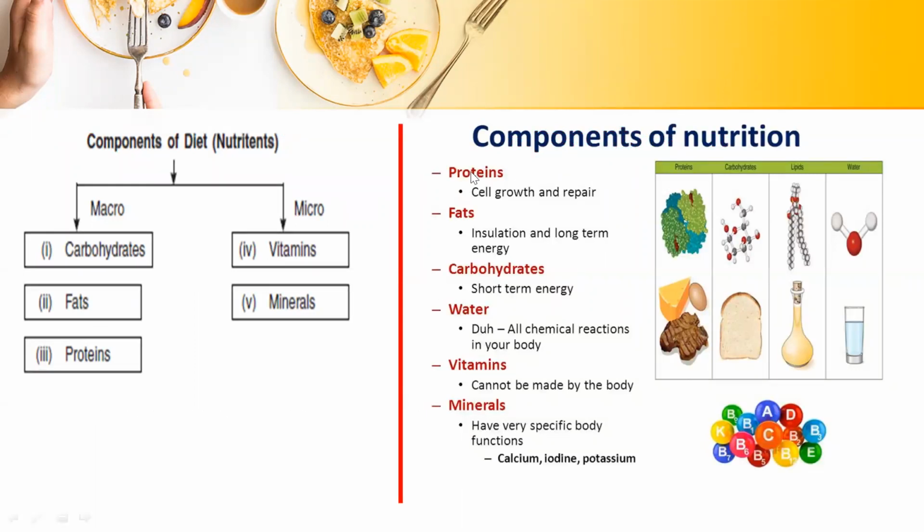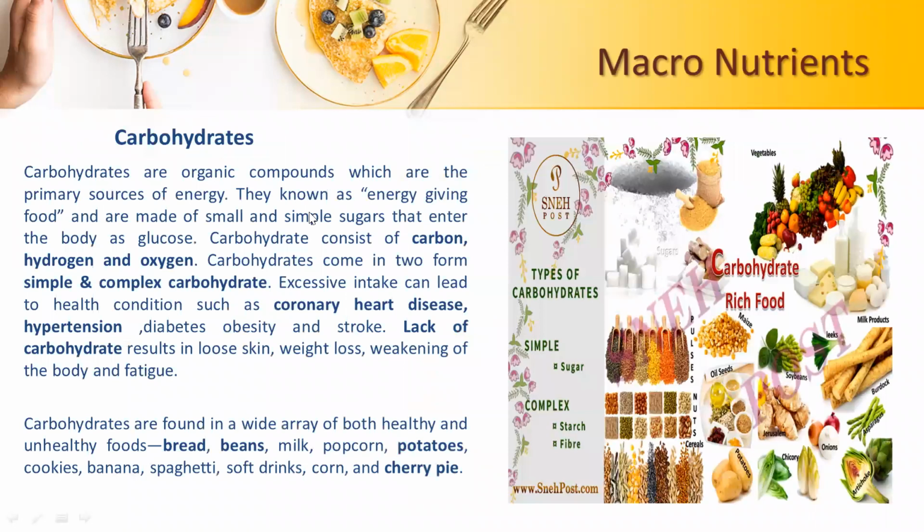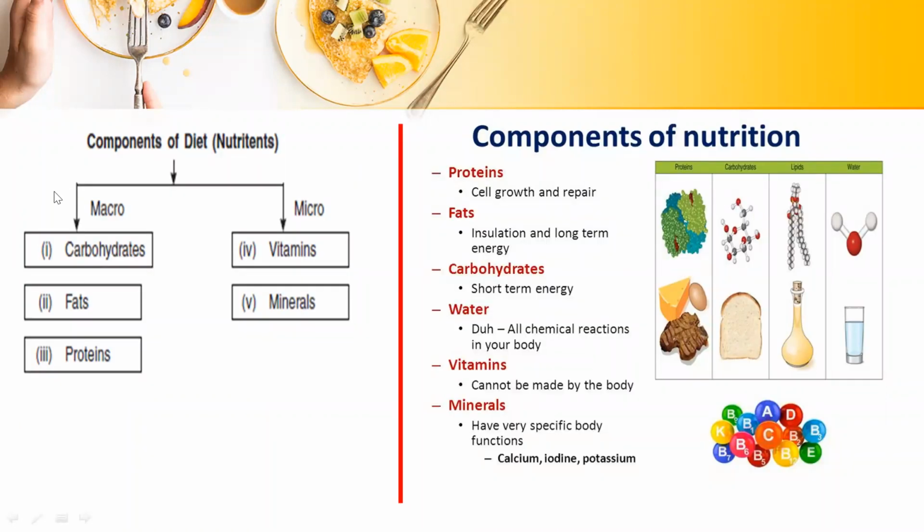See, we have here a chart of components of diet. Macro and micro. Macro has carbs, fats, and proteins. Micro has vitamins and minerals.